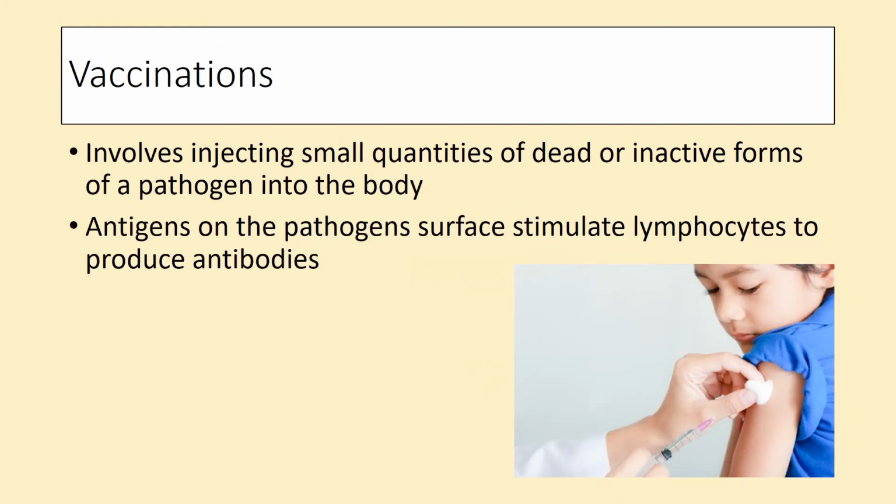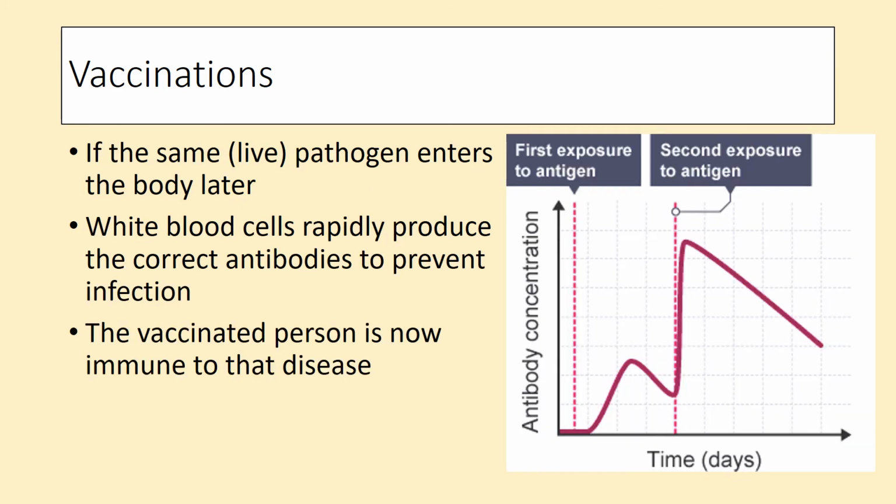So vaccinations contain a small amount of dead or weakened pathogen. So the first exposure to the antigen on the graph is through the vaccine. Remember, it's a dead or weakened pathogen. After a few days, the antibody concentration increases because your lymphocytes are being stimulated to produce antibodies that bind to antigens on the pathogen's surface. Now, on the antibody concentration, if you look, antibodies start to decrease after a few days.